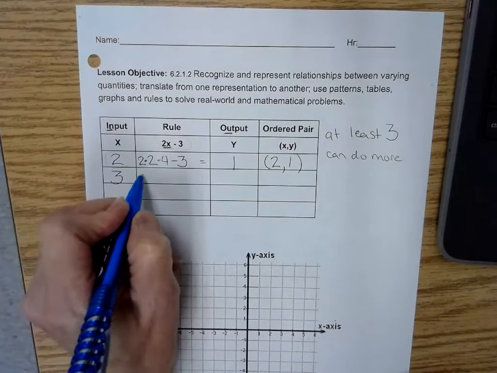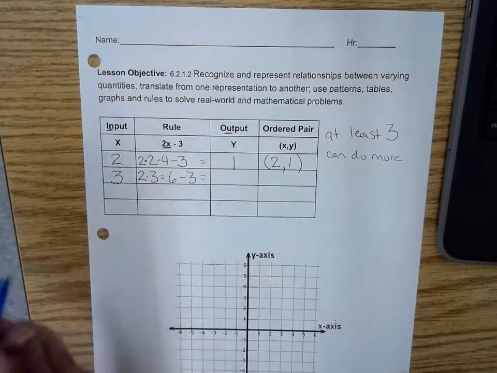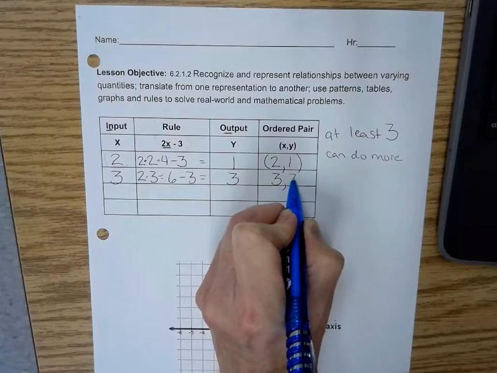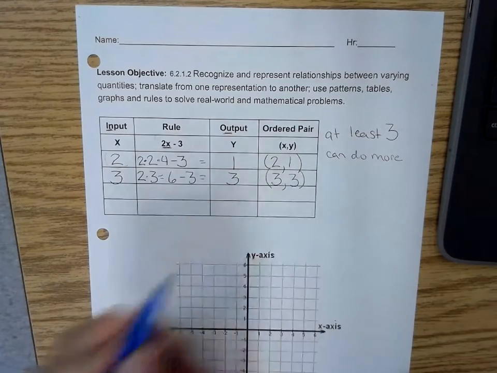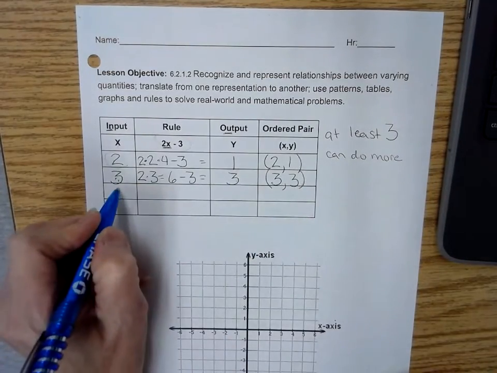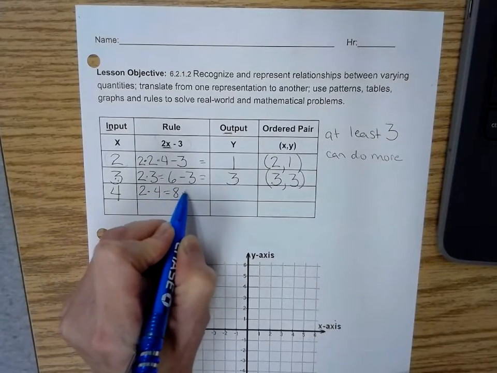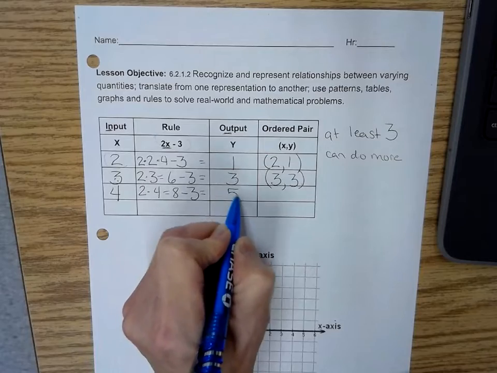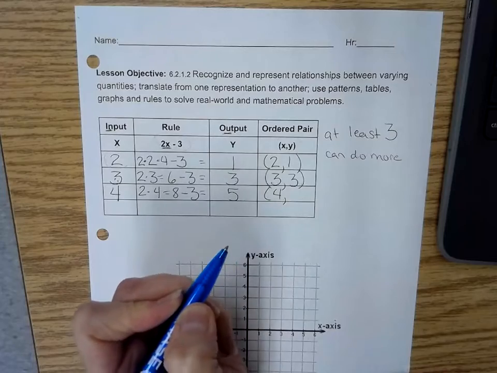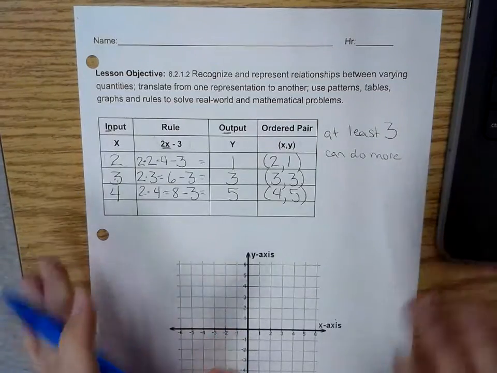So when I put 3 in for x, I have 2 times 3 equals 6 minus 3 equals y. What comes out? 3. So my ordered pair is 3, comma, 3. I put 3 in for the x, and 3 came out for the y. So let's do 4. Let's just do 4. 2 times 4 equals 8 minus 3 equals 5. So my ordered pair now becomes 4 for the x goes in. What comes out is a 5. So I've done at least 3. I'm going to stop there.